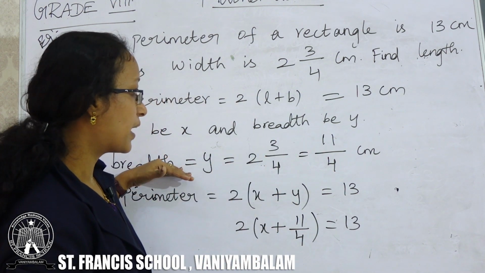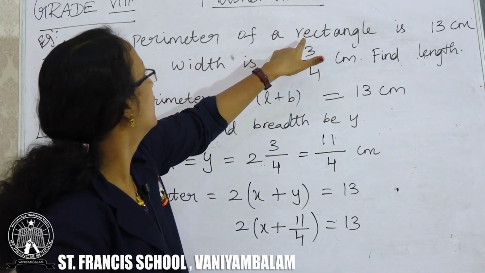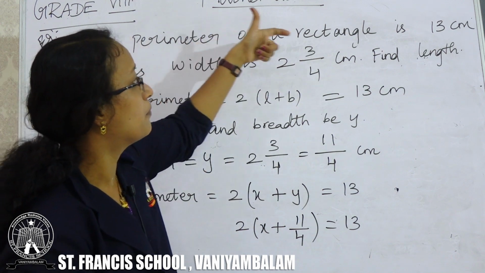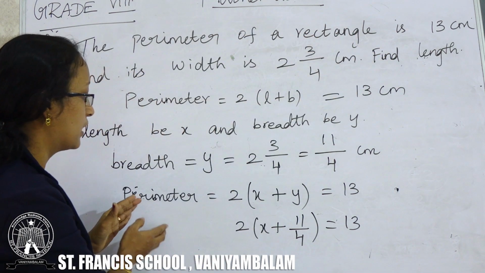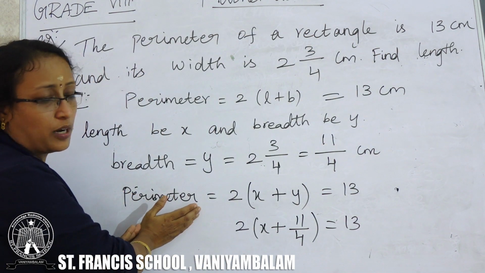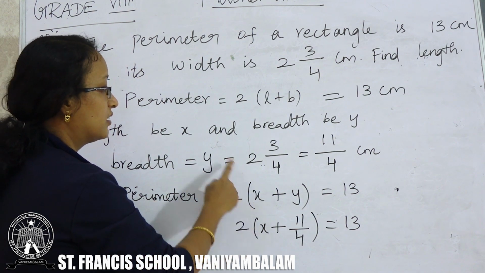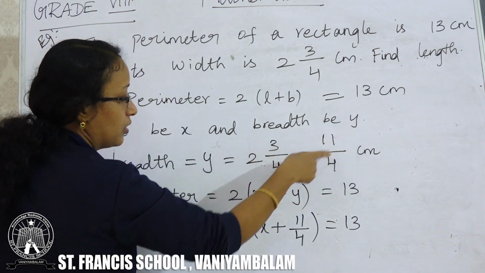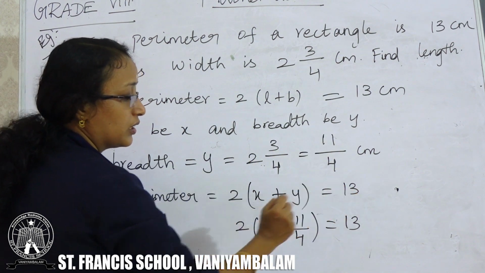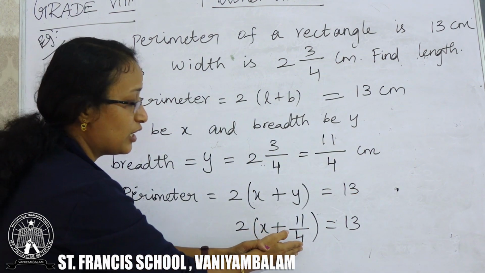So we got the breadth, and it is given in the question that the perimeter of the rectangle is 13 centimeter. So now write the formula. Perimeter is equal to 2 into, what is your length? X. What is your breadth? Y, is equal to 13. But we know the value of y.